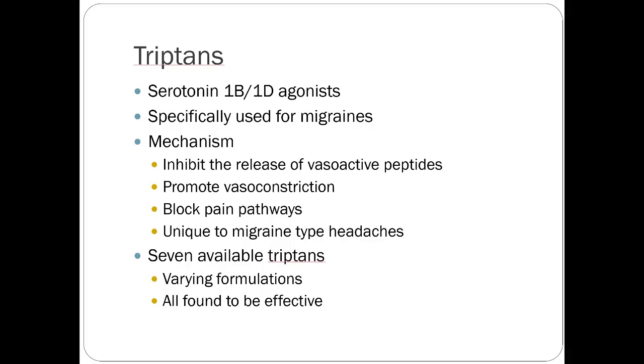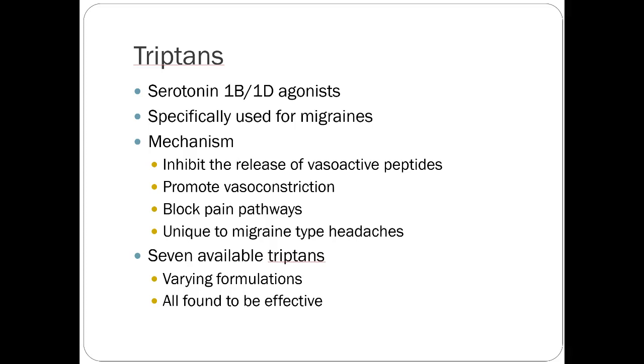All right, let's talk about triptans. Triptans are the major class of medications that are used to treat migraines that are prescription only. They're serotonin 1B, 1D agonists, meaning they agonize specific serotonin receptors in the central nervous system. They're specifically used for migraines. They don't have any other roles in medicine.